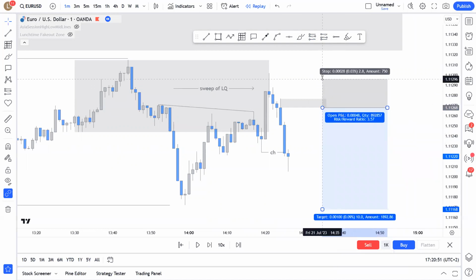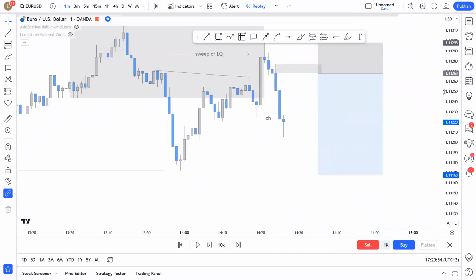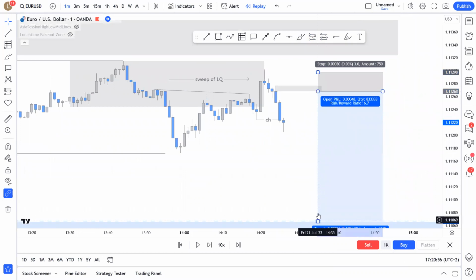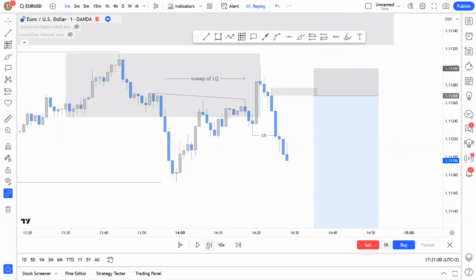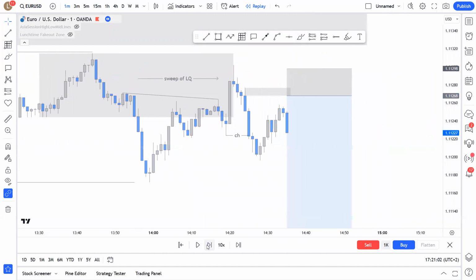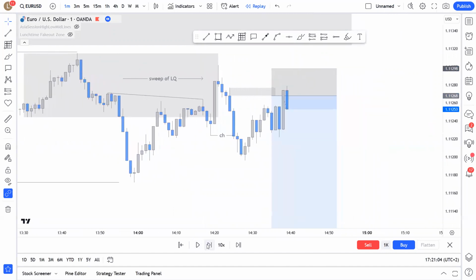I did use a 3-pip stop loss, I believe. Yeah, I used a 3-pip stop loss. I was targeting the 4-hour demand here, so it was a potential risk-reward ratio of almost 1 to 7. I was waiting for the mitigation of the zone, and the tap has happened.